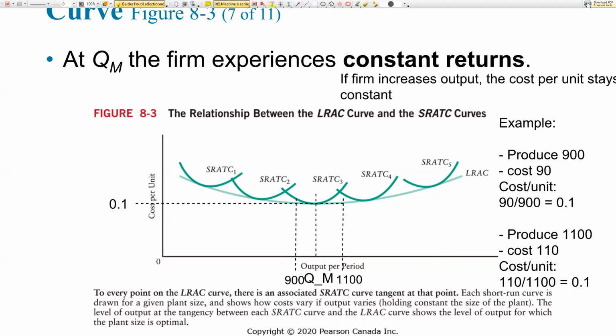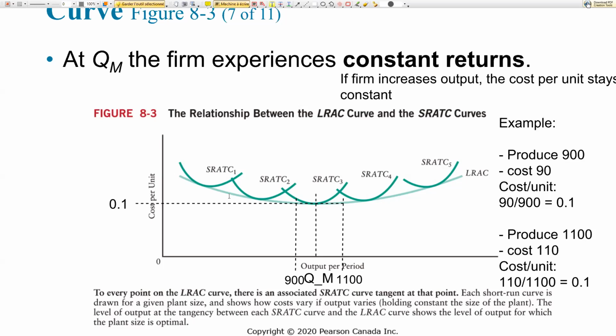So the constant return is only around QM. Sorry, I didn't catch that. Say that again. The constant return is only when it's close to QM. Yes, exactly. But this is because of the shape of that long run average curve. So we think we're describing something that is true for many firms, the fact that there is an optimal size to the firm. And in that case, yes, exactly.